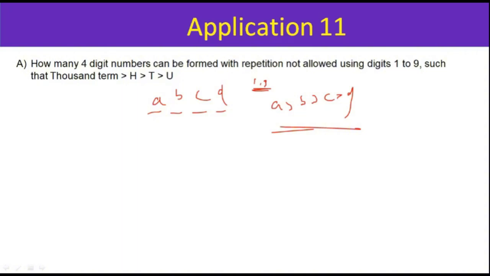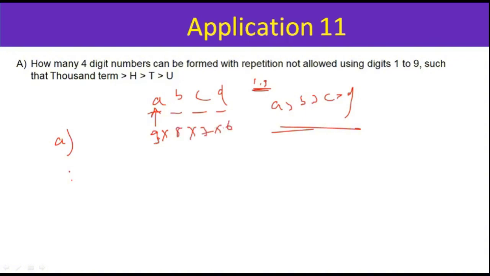Let me ask Muskan. Muskan, can you explain how you solved it? Yes, sir. Like in the previous question, for a 4-digit number we have digits 1 to 9, and the thousands term is greater than the hundreds, then the tens, and then the units. How many total numbers would be there? 9 into 8 into 7 into 6.